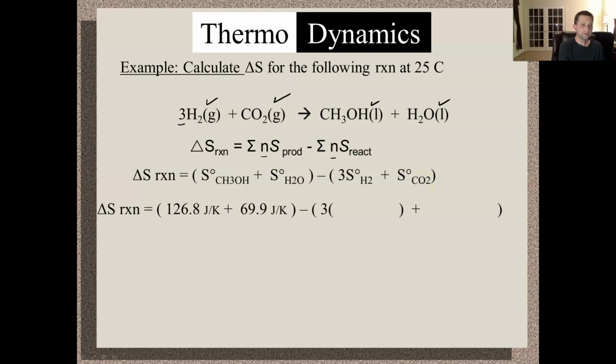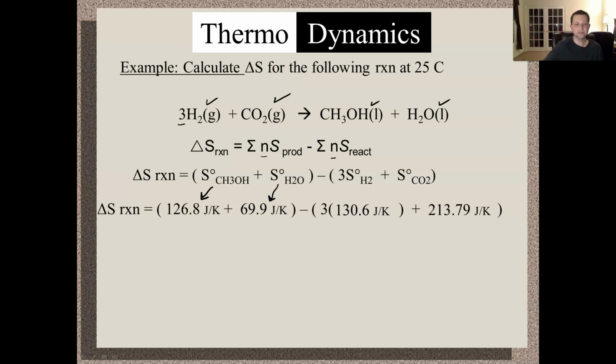I looked a couple of these up for you already. We have the entropy of methanol as 126.8 joules per mole Kelvin, and we multiplied by the mole already, so it's really joules per Kelvin, plus the entropy of water, 69.9 joules per Kelvin. We want to look up the entropy of H2 and multiply that by 3. So we'd have 3 times 130.6 joules per Kelvin, and then plus whatever it is for carbon dioxide, which is 213.79.